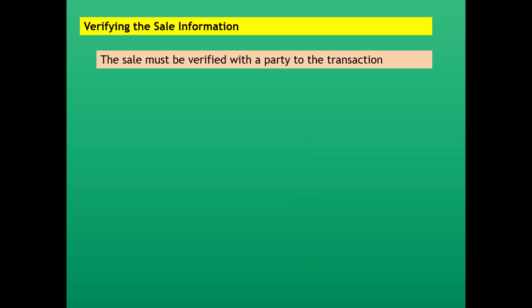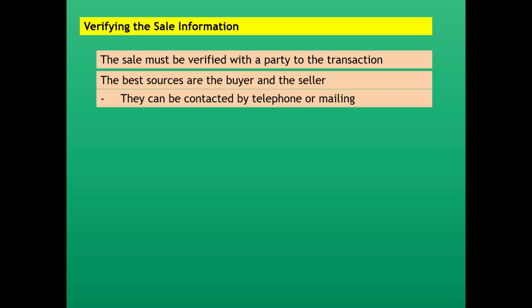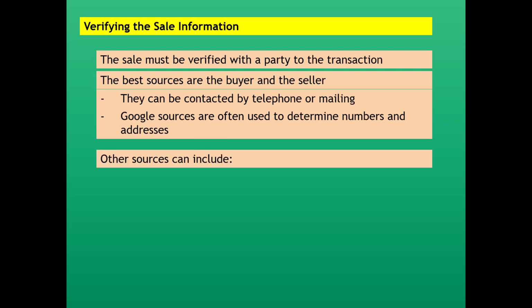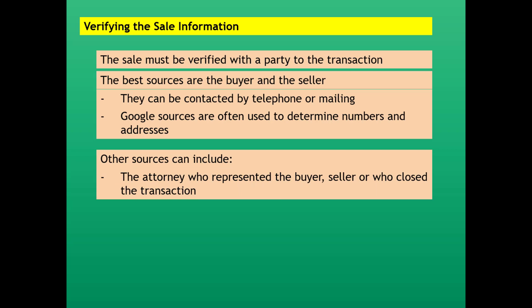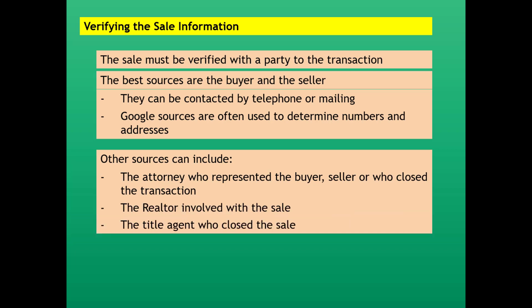Next, you need to verify that sale information. Sale must be verified with a party to the transaction. The best sources are the buyer and the seller. They can be contacted by phone or mailing. Google sources often are used to determine numbers and addresses. Other sources can include the attorney who represented the buyer or the seller, or who closed the transaction, a realtor involved with the sale, the title agent who closed the sale.